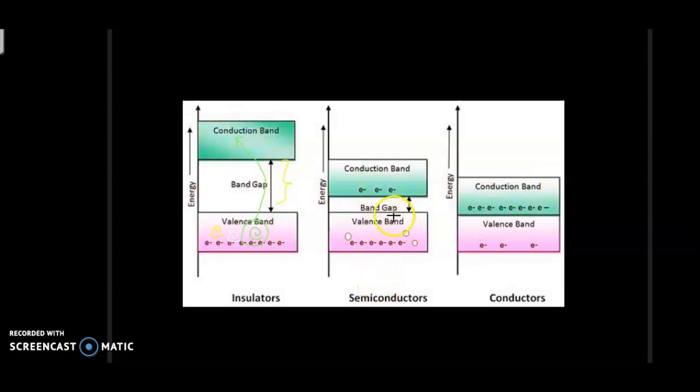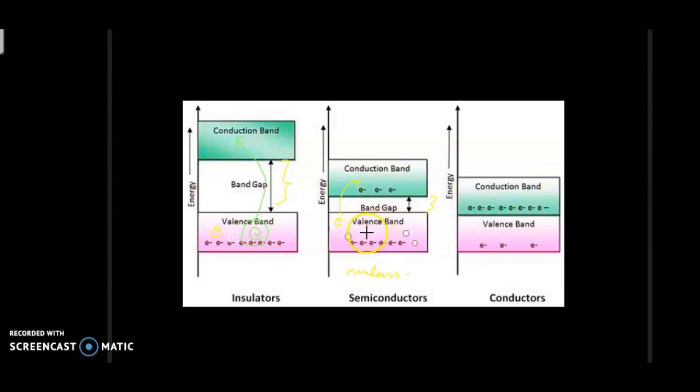But in a semiconductor, the band gap is smaller than in insulators. So if we excite the valence band electrons, they will easily move from the valence band to the conduction band. Valence band electrons are very bound to the nucleus, so they cannot freely travel through the materials. Once these electrons move to the conduction band, they are free to move, so they become more conductive in nature. The electrons will easily move through the conductor.